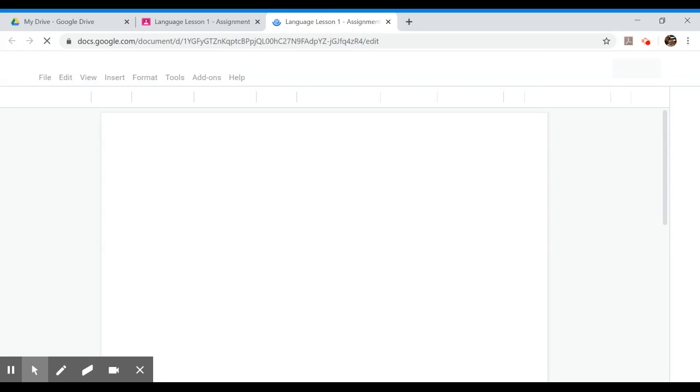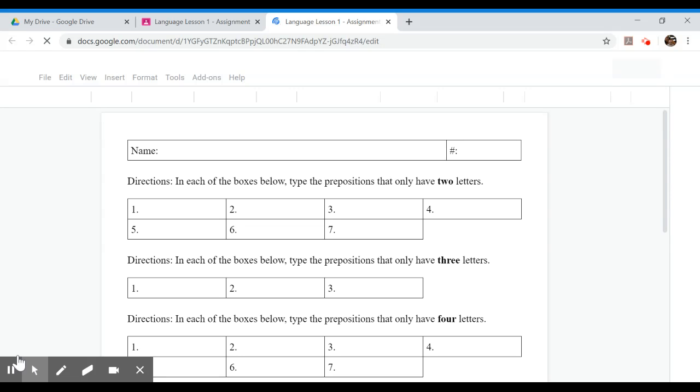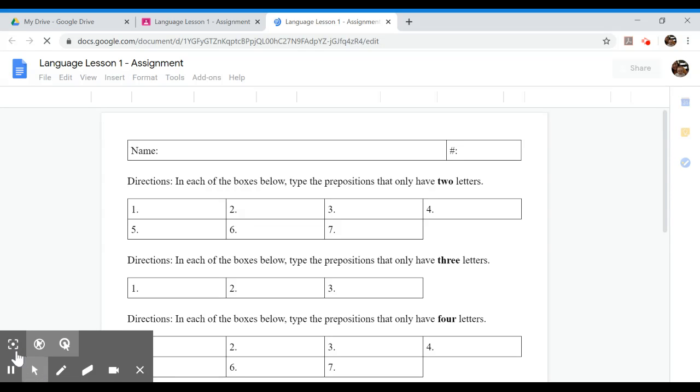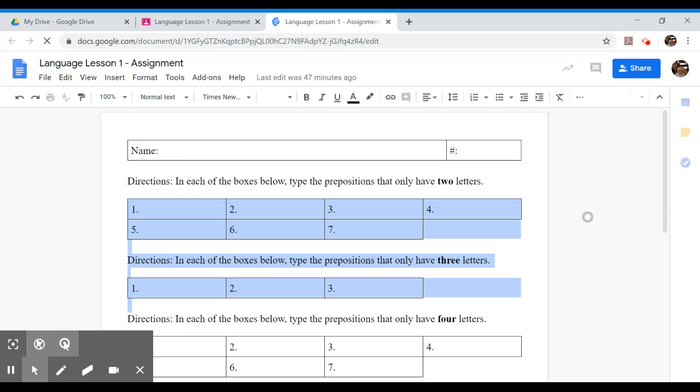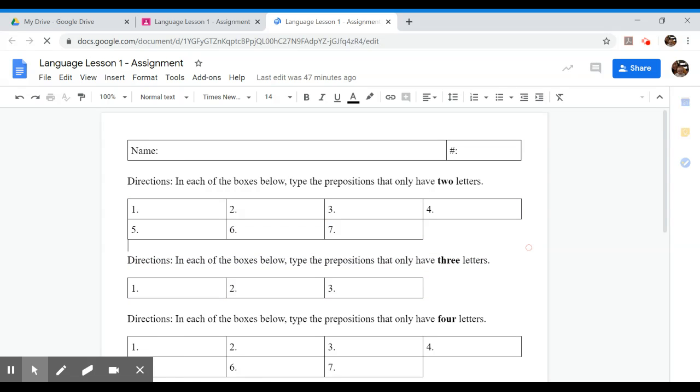It's loading. Okay, still thinking. Remember, this is all new for everyone, so we're just being very patient with our computers. We're not over clicking. Okay, we're just being very patient.